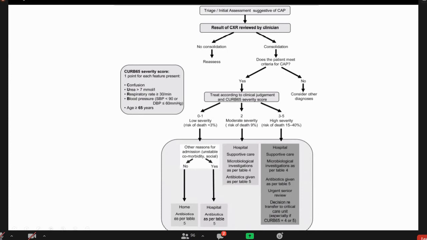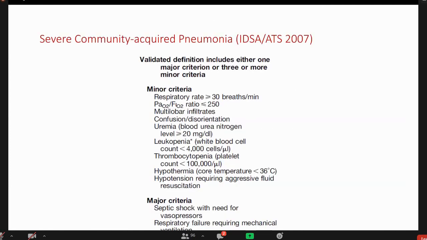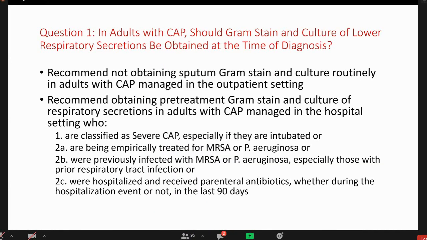Now there is a specific term mentioned in the guidelines: severe community acquired pneumonia. The specific definition for severe CAP is based on minor and major criteria. We will not go into the detail, but I have mentioned it for the sake of completeness. Before we go to management, there are certain questions. We discuss the questions and answers that will help us in how we manage a person. We have diagnosed a person who is now having a respiratory tract infection.